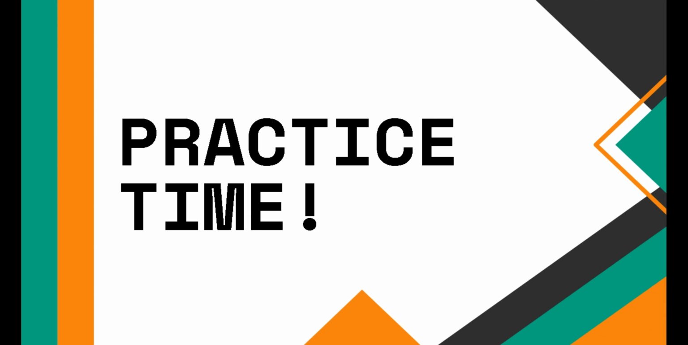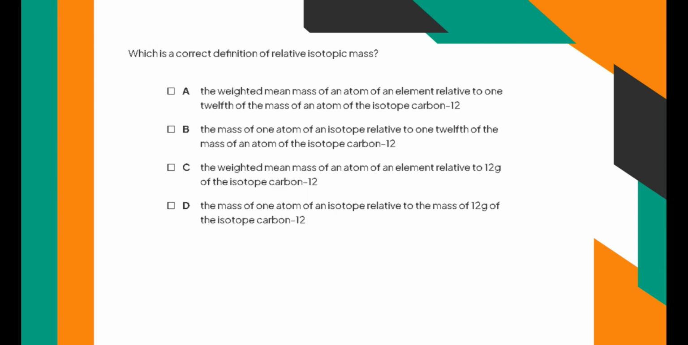Let's look at some questions now. What is the correct definition of relative isotopic mass? The weighted mean mass of an atom of an element relative to 1/12 of the mass of an atom of the isotope carbon-12. No, that's wrong. That's atomic mass, not isotopic mass. The mass of one atom of an isotope relative to 1/12 of the mass of an atom of the isotope carbon-12. Yes, that's right. Mass of one isotope compared to carbon-12. So B is our answer.